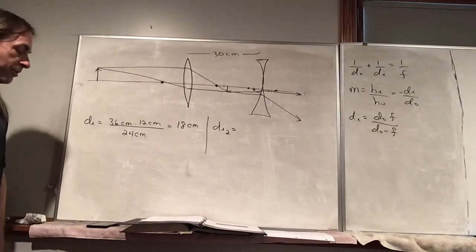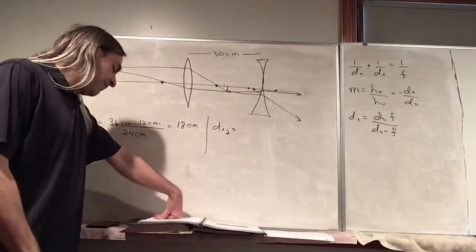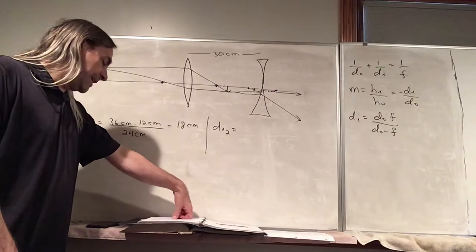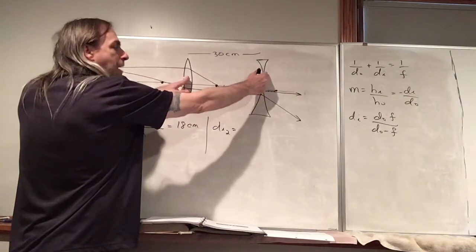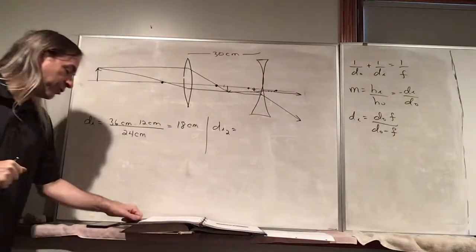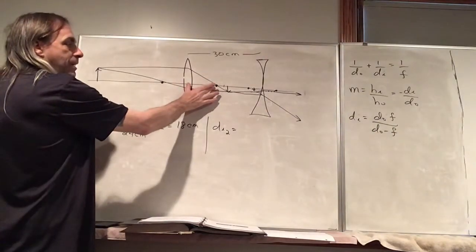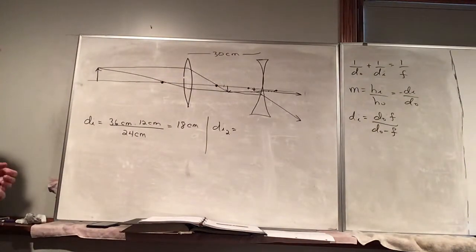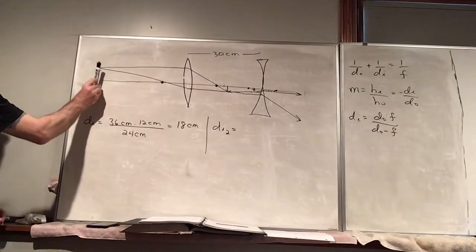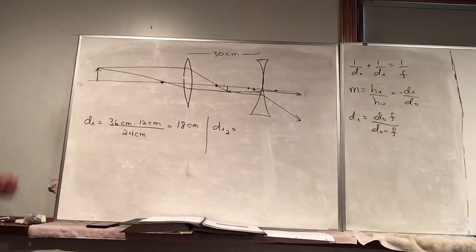Doing the suggested problem from the notes, it says a converging lens is located 30 centimeters to the left of a diverging lens. So here's our converging lens, here's our diverging lens, 30 centimeters between them. The focal length of the converging lens is 12 centimeters, and for the diverging lens it's minus 6 centimeters. Then we placed a postage stamp 36 centimeters to the left of the converging lens, and we want to find the final image and describe that.